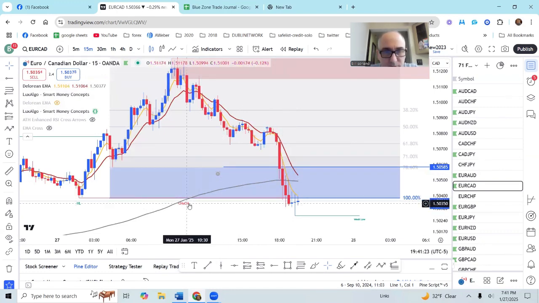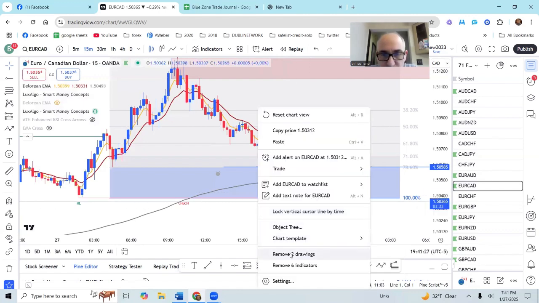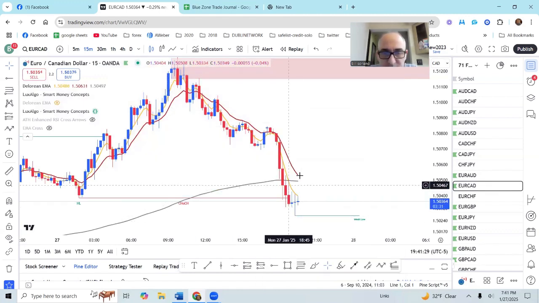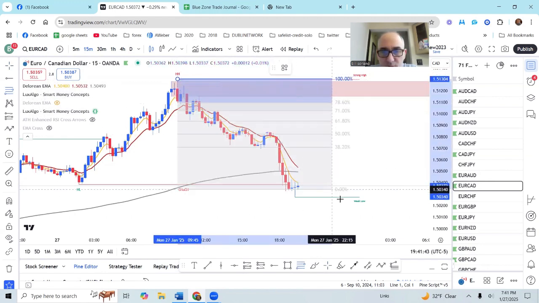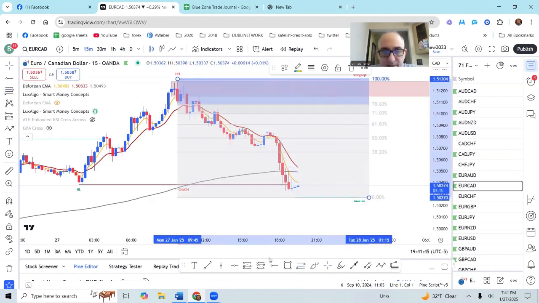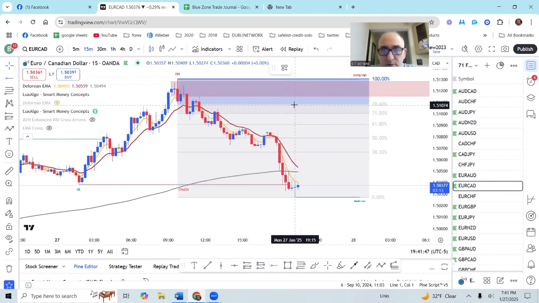So you can see, let's just remove the drawings here for a second. It gives us a new change of character. However, we don't get any order blocks closer. So we're still working off the same order block up here. So we're just going to draw our fib like that. And then we'll put our alert right there at the beginning of the blue zone.